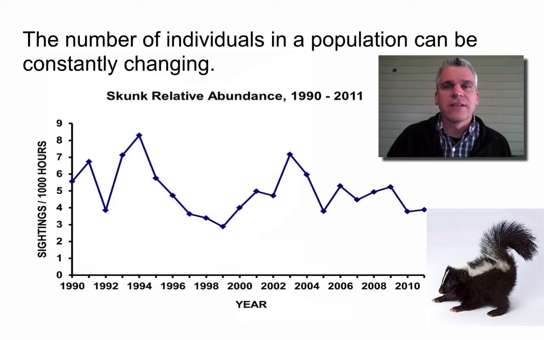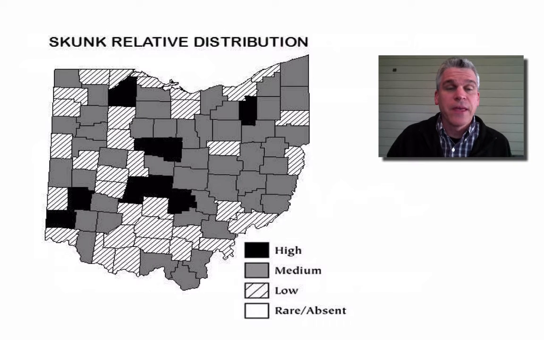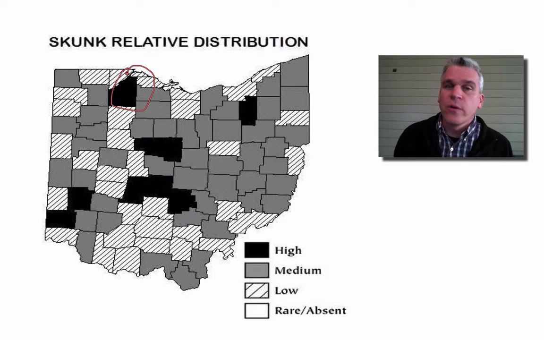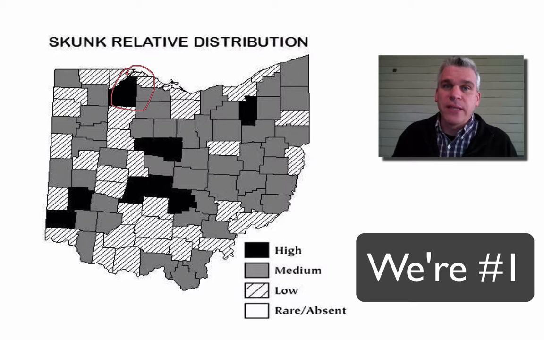We can also take a look at the size of these skunk populations by county. And so here we can see that in some counties they're fairly low, especially in counties where there might be some major cities like Toledo and Cleveland and Cincinnati. But in more rural areas we might see a higher population of skunks. So for instance, here we see in good old Wood County, we are in the high range for skunk populations.